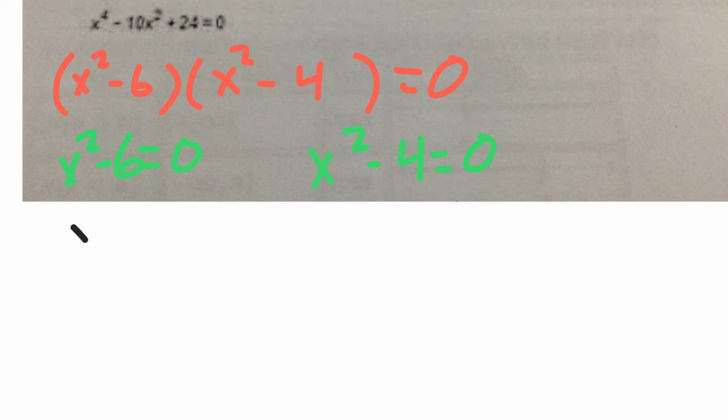So solve those out. This tells me x squared is equal to 6, which means x is equal to, so what did I do to get from there to there? I need to take the square root of both sides. The square root of x squared is x. What's the square root of 6?